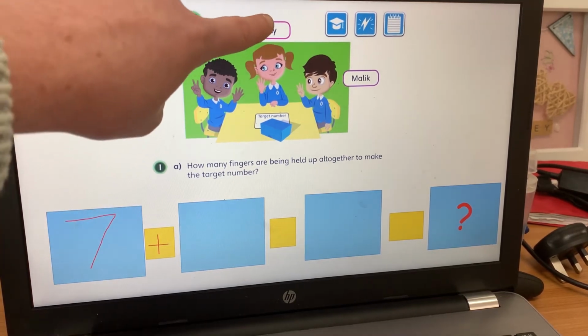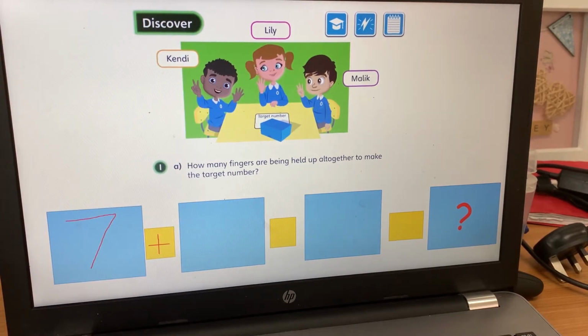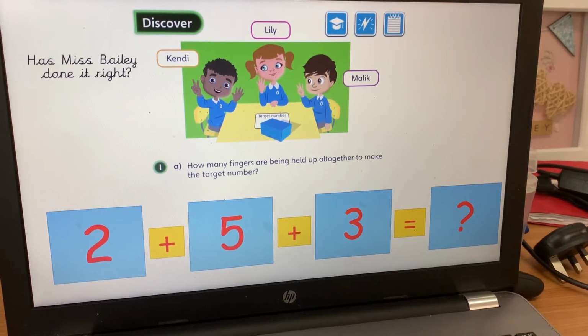Now I'm going to have a look at Lily. So Lily's got 1, 2, 3, 4, 5 fingers up. So I've got Kendi's 7 and then Lily's 5. And then I'm still not done yet because I need to know the total altogether. I need to have a look at Malik. So he's got 1, 2, 3. So I've got 7, add 5, add 3 equals the question mark.